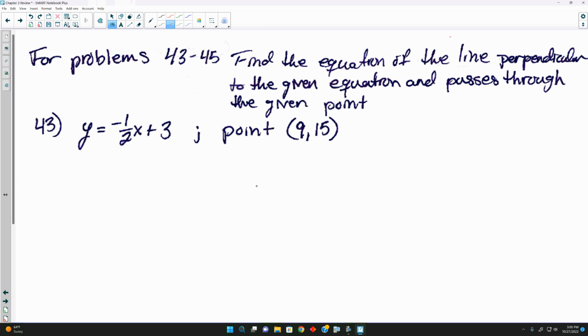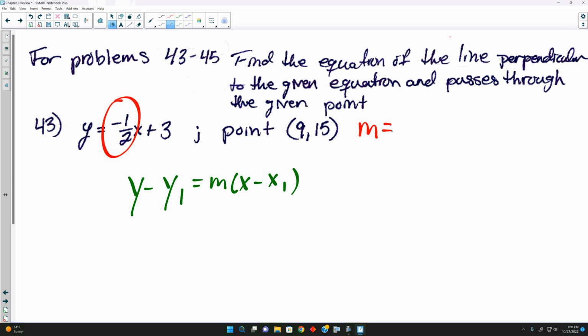Perpendicular. So we're using the same formula, y minus y1 equals m times x minus x1. So they gave us the slope here, negative 1/2, yes? Perpendicular slopes are not the exact same. It is the opposite reciprocal. So our new slope, we have to change the sign and flip it. Since the original slope was negative, our new slope is positive. And we flip 1/2 to get 2 or 2 over 1. So the new slope that we need is 2.